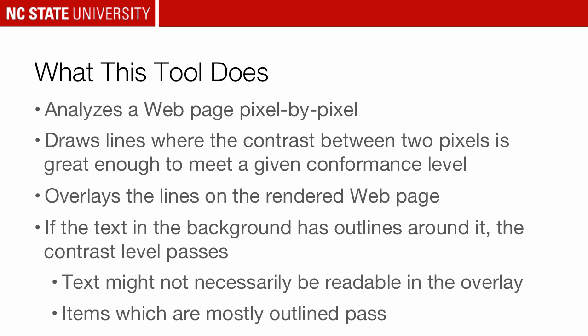Two things to keep in mind. First, once the outlines are put around the text, it might not actually be readable in the overlay because the outlines might make it too difficult to read. Second, if an item is mostly outlined, it probably passes too. Sometimes when colors blend too gradually from the foreground to the background, it can cause this effect.